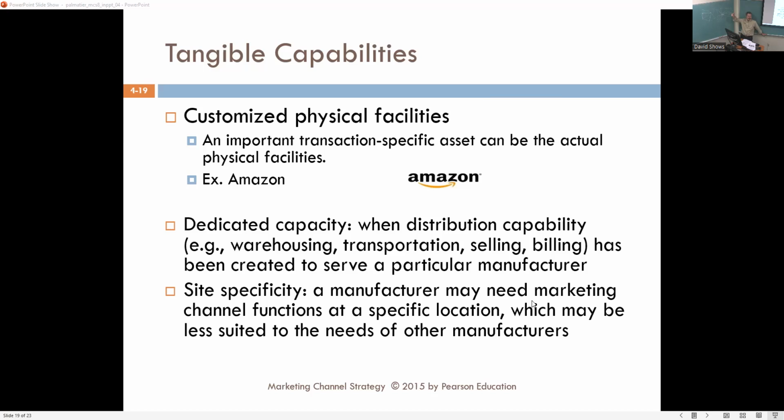The next, let me see, is site specificity. What that means is a manufacturer may need marketing functions at a particular location, which may be less suited for the needs of other manufacturers.